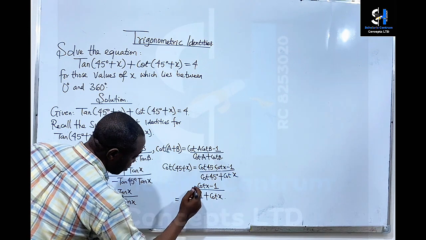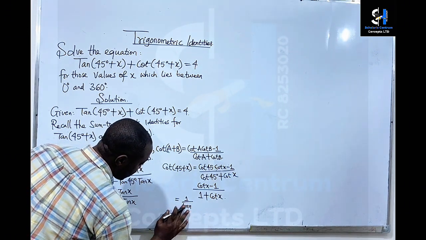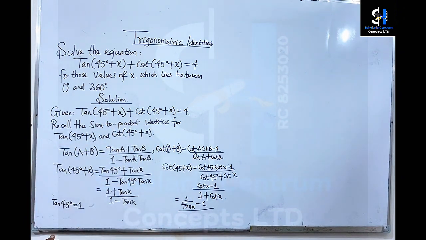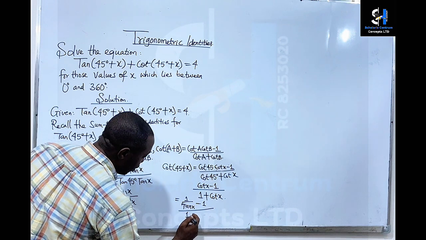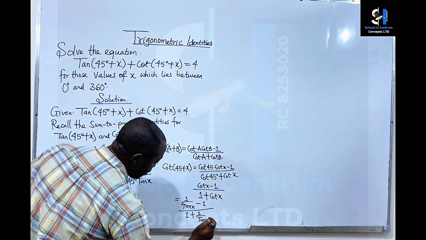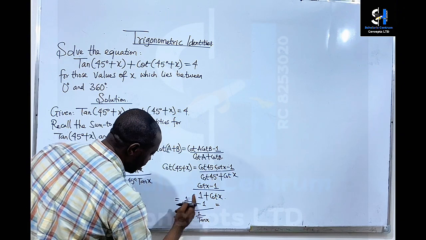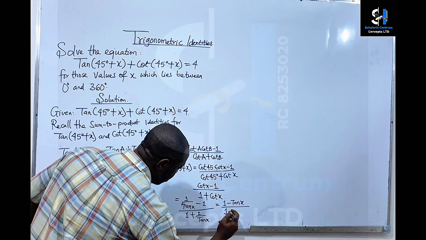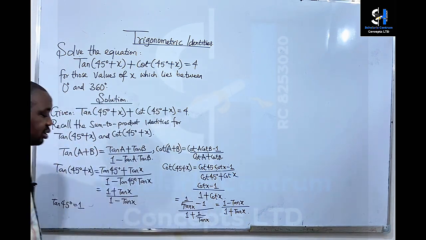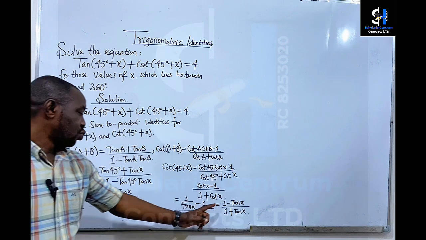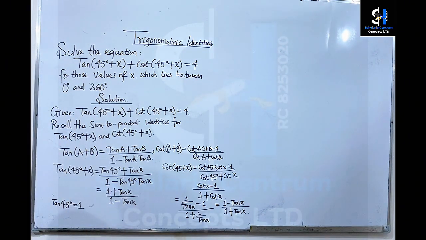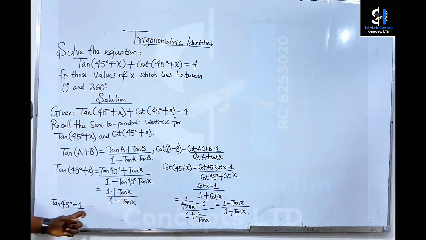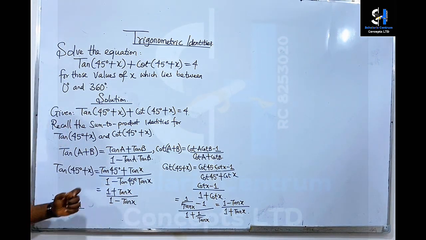So we're going to have 1 over tan x minus 1, all over 1 plus the reciprocal of tan x. When this is simplified, we get 1 minus tan x over 1 plus tan x. So this is the expression for cot(45 plus x), and the other is the expression for tan(45 degrees plus x).